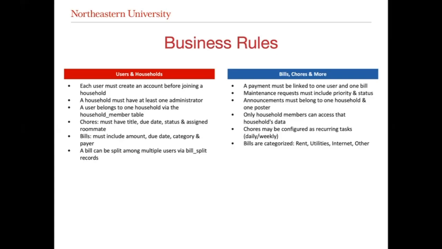For users and households, each user must create an account before joining a household. A household must have at least one admin. A user belongs to one household via the household member table. Chores must have title, due date, status, and assigned roommate. For bills and more, payment must be linked to one user and one bill. Maintenance requests must include priority and status. Announcements must belong to one household and one poster. We did these business rules before the ERD so that we could have a clear visual for the tables in the ERD.